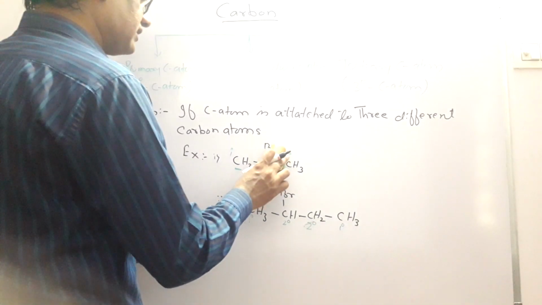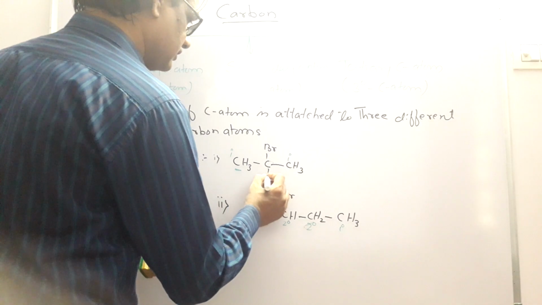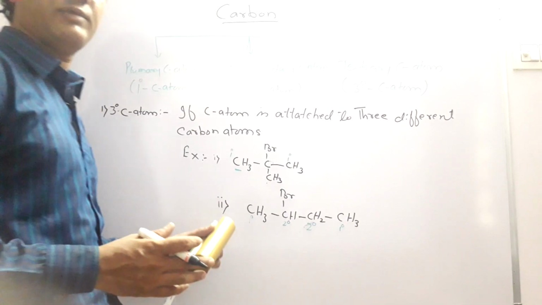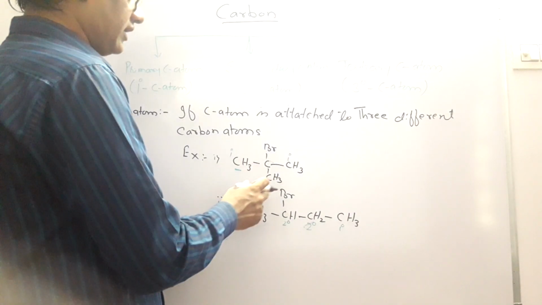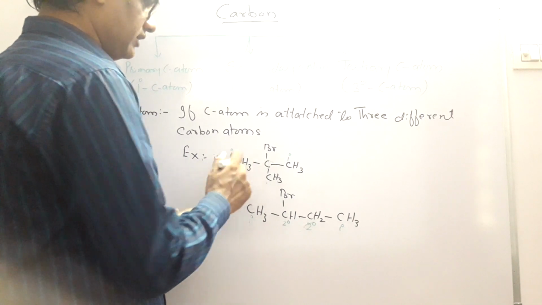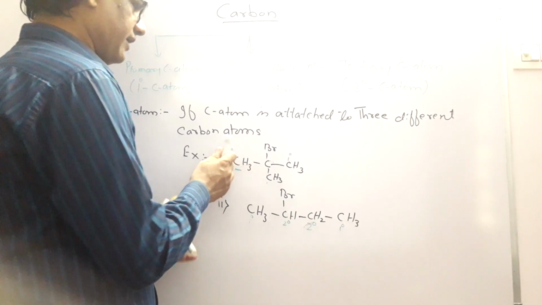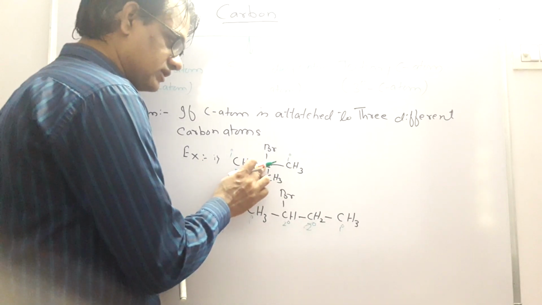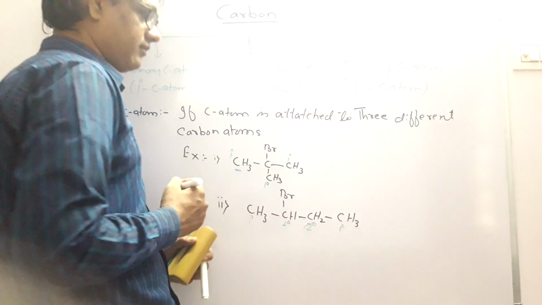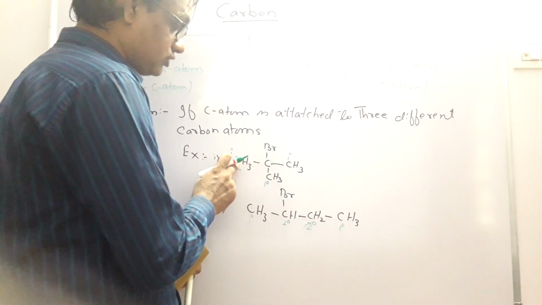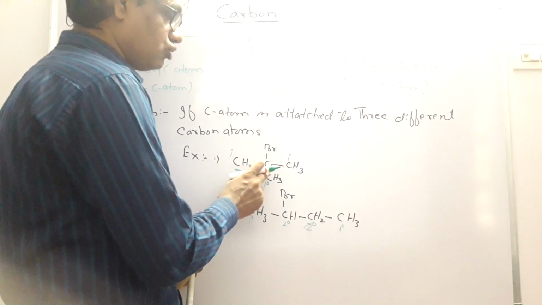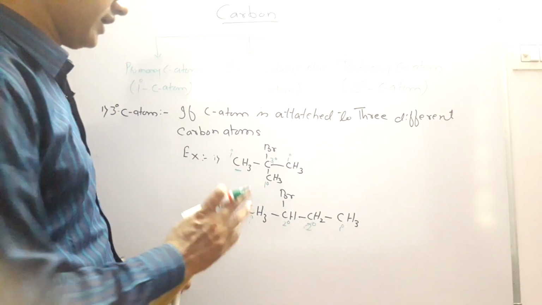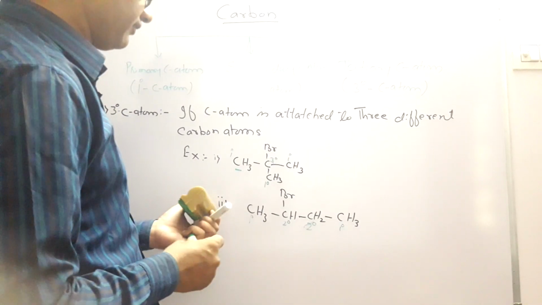Simply, here we can take the example of tertiary butyl bromide. In tertiary butyl bromide you can see there are 4 different carbon atoms. This carbon atom is attached to only one carbon atom, so therefore it is a primary carbon atom. This is also a primary carbon atom. This also is attached to one carbon atom, therefore it is also a primary carbon atom. But this carbon atom is attached to 3 different carbon atoms, 1, 2, 3, therefore it will be called a tertiary carbon atom. So this is another example of a tertiary carbon atom.